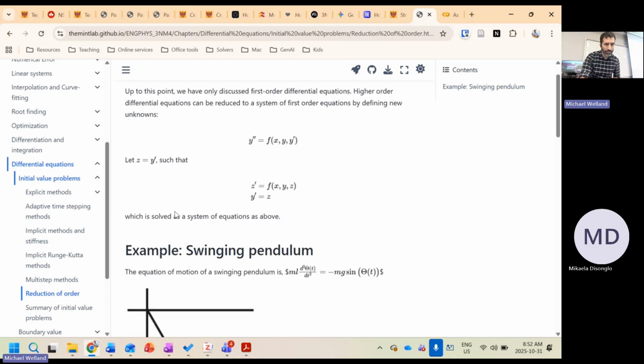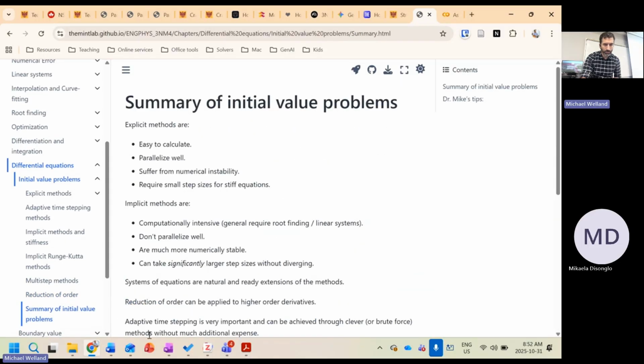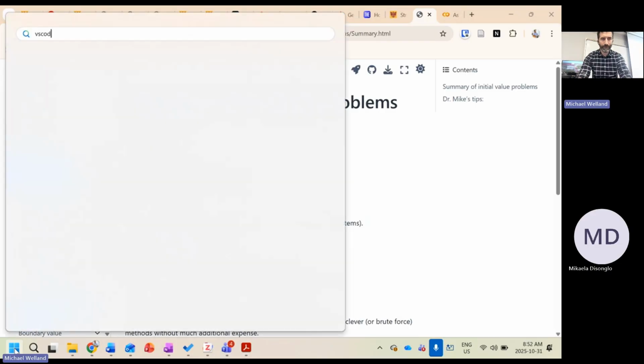Where's my system of equations? Doing this in the wrong order. Hold on a second.